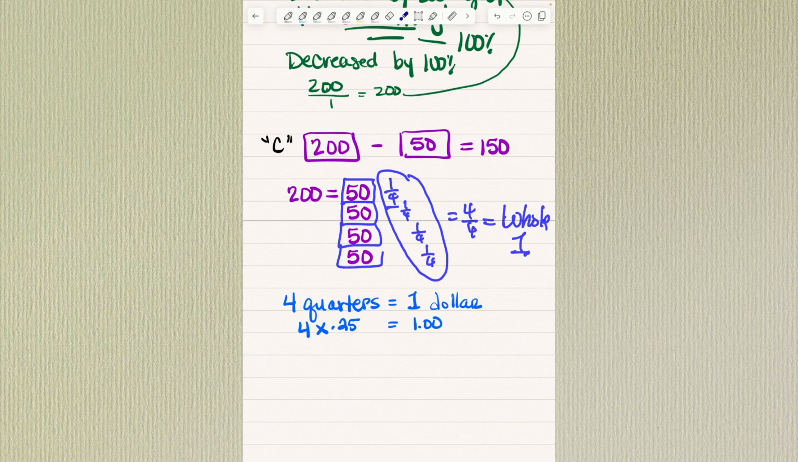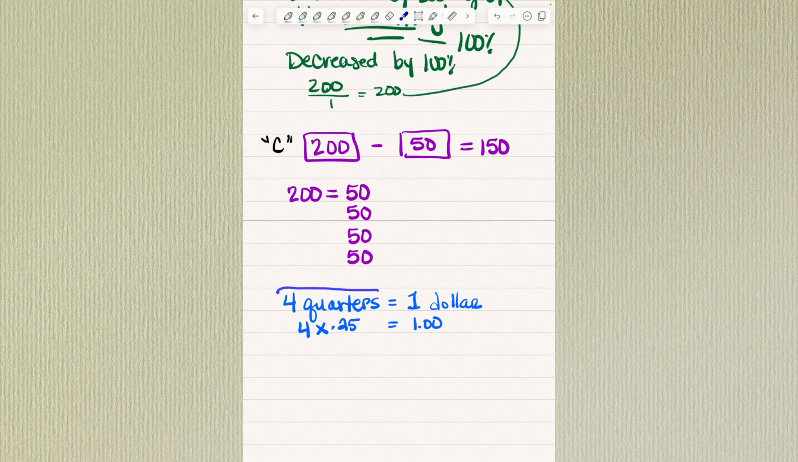When you're talking about fractions, they should add up to 1. If 4 quarters is equal to $1, and a quarter is 0.25, then 4 times 0.25 gives me 1. That means if I say 25%, 4 times gives you 100%. Y'all see that? If I add up 25%, 25%, 25%, 25%, you're going to end up with 100. So how much did we decrease this by? We decreased it by 25%.